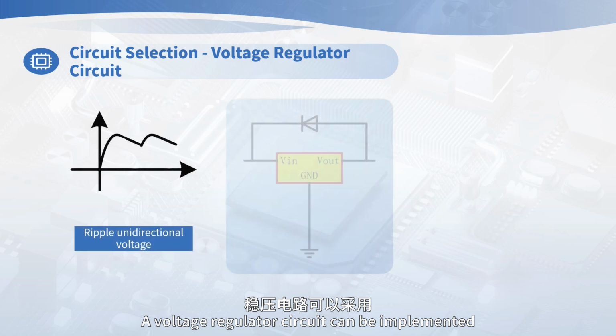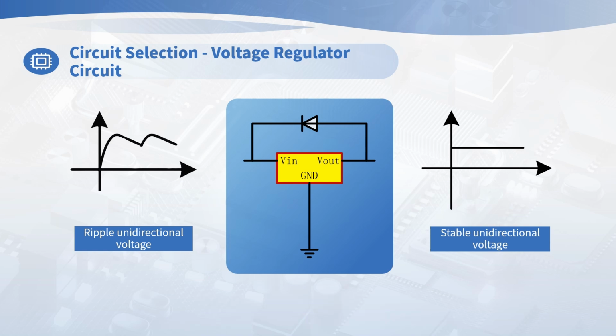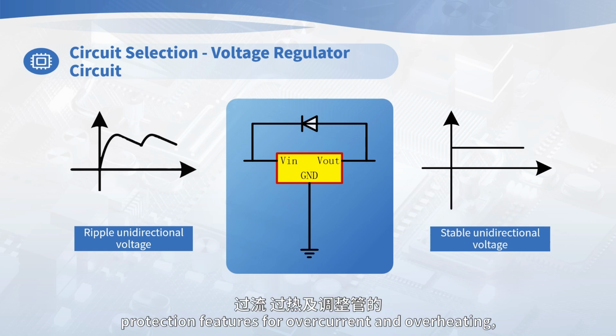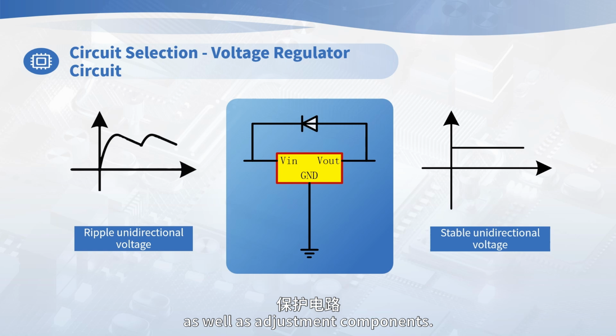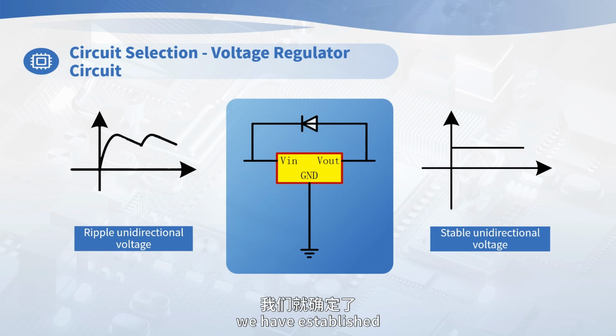A voltage regulator circuit can be implemented using a 3-terminal IC voltage regulator, which has only 3 pins: input terminal, output terminal, and earth terminal. The internal circuit includes protection features for overcurrent and overheating, as well as adjustment components. With fewer external components required, it is user-friendly and offers stable performance. Now, we have established the basic framework for the DC-regulated power supply circuit.